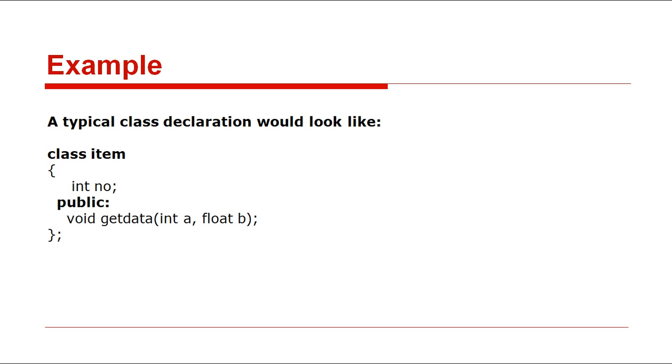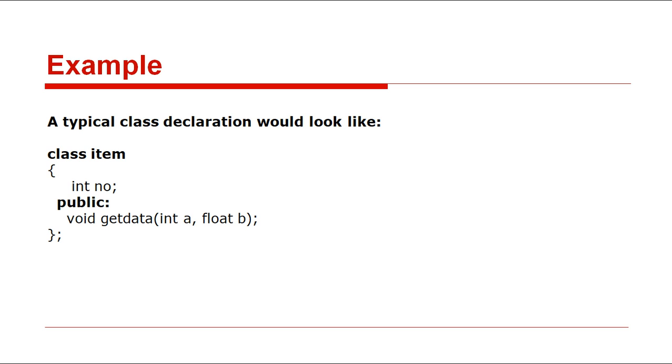How to declare the class? Simply, here in class item, number is an integer data type, and that has private visibility. Why? Because the default visibility is private. In C++, if we don't mention any access specifier, the default access specifier is private. Clear? Then the next one is public. This is the member function in the class, void getdata, and these two are the parameters. Clear, all of you?